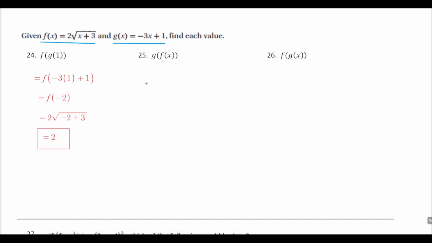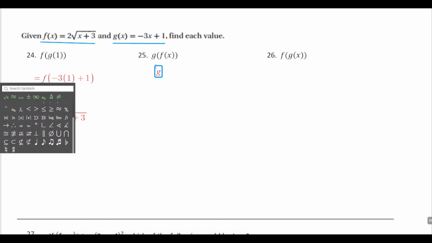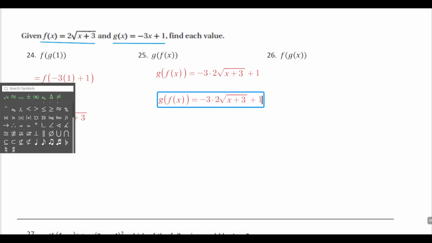For 25 and 26, we're actually going to come up with an actual function instead of coming up with a value. So for number 25, we've got g of f of x. We're going to substitute f of x into g. So first let's write g, which is negative 3x plus 1. And we're going to substitute f into that. So we're going to plug in this 2 times the square root of x plus 3. And then to simplify this, there's not a whole lot we can do. We're just going to do the negative 3 times 2, which is negative 6.